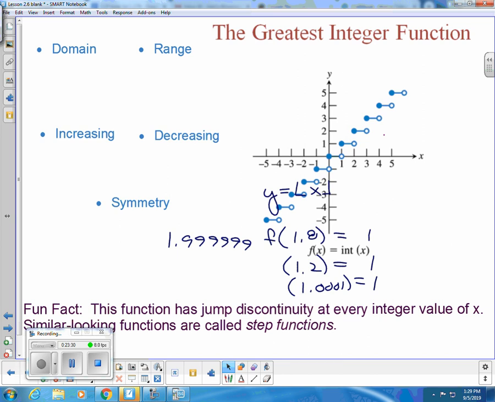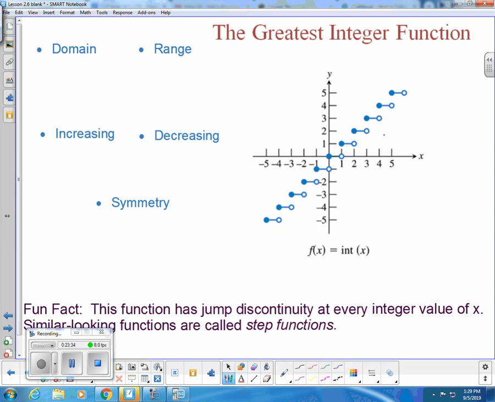So notice, any x between 0 up to but not including 1 is at the level 0. Any x value, or any point I should say, that has an x between 1 up to but not including 2 is at step 1. And it jumps up, jumps up, jumps up. It's called a step function because the graphs look like steps. The little constant sections all through the graph.